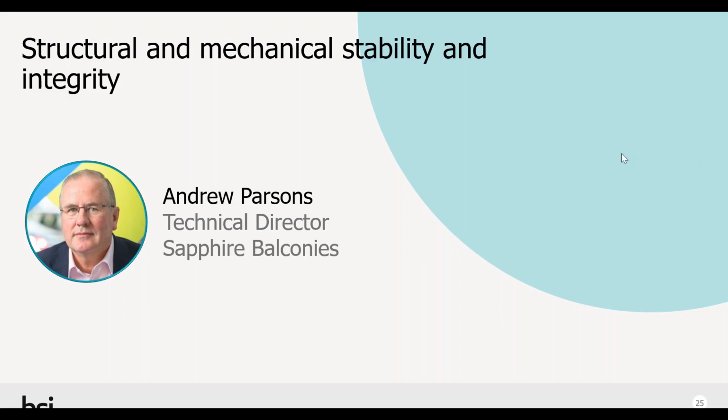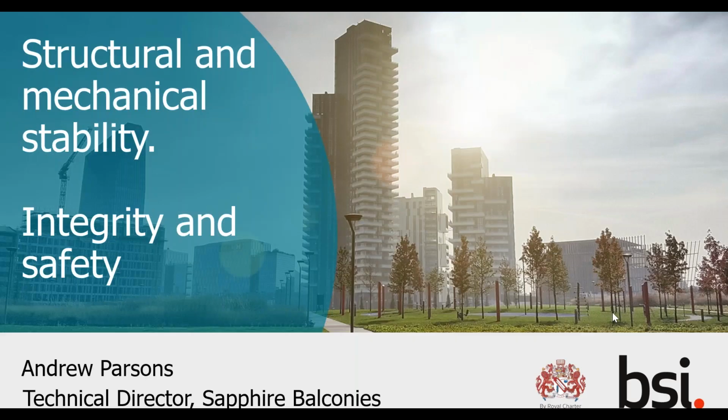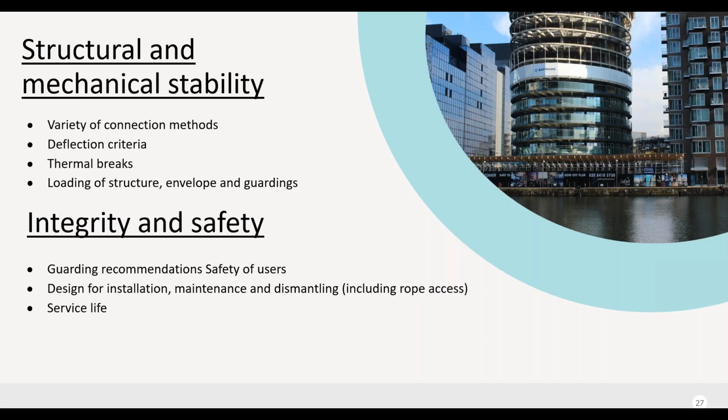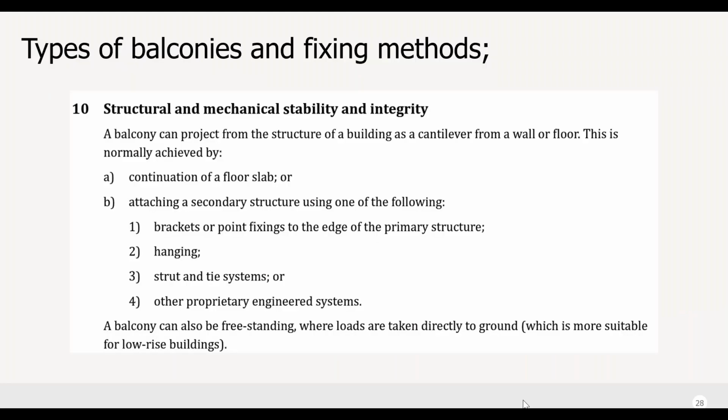So the next slide shows the agenda. The parts we're covering: structural, mechanical stability, and then a section about integrity and safety, and that's broken down still further, as you can see on that contents page. So if we move on, we start with the typical types of balconies and the fixing methods.